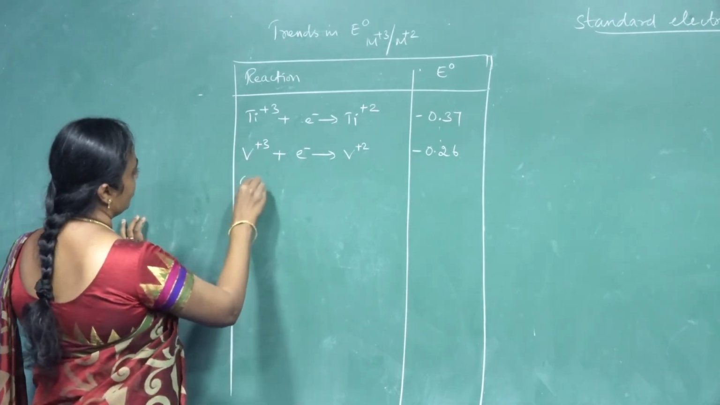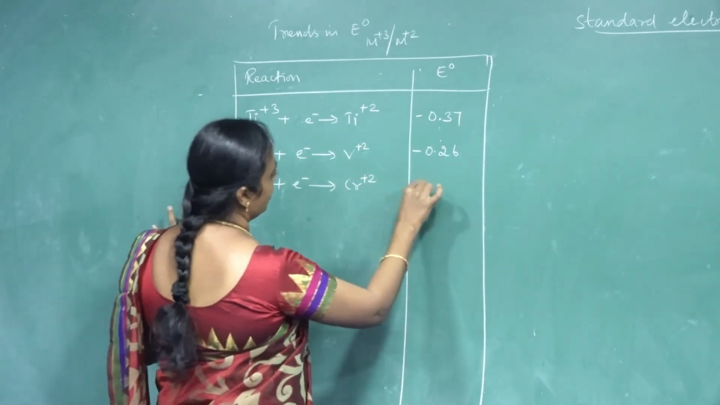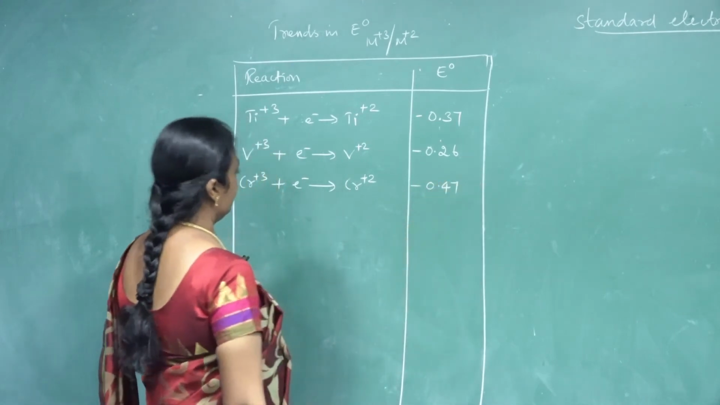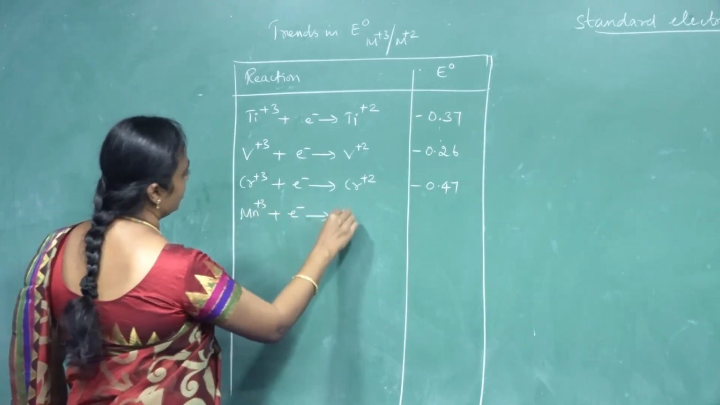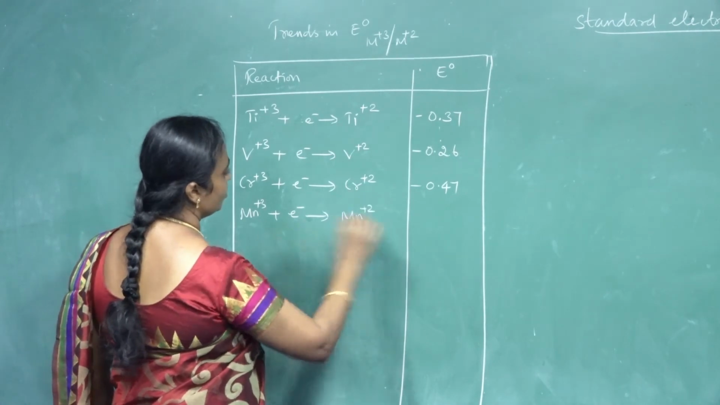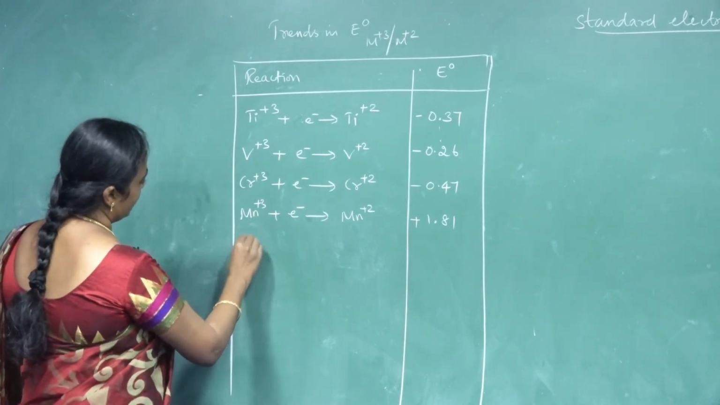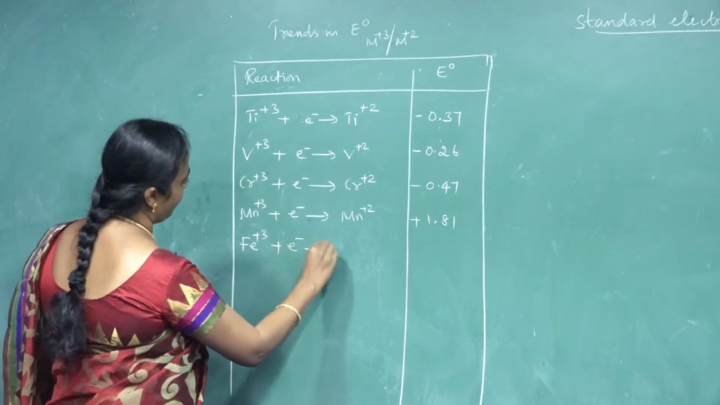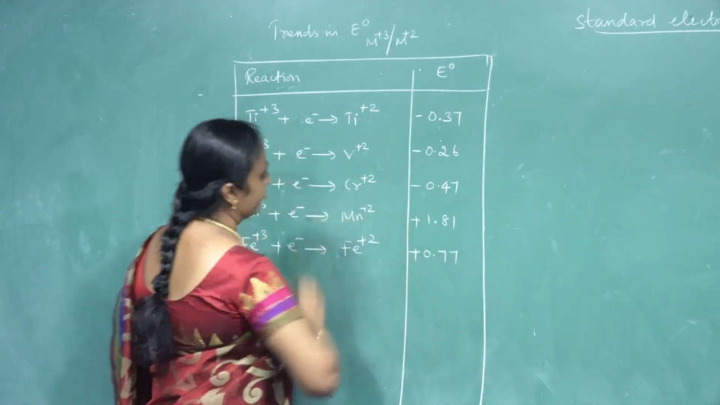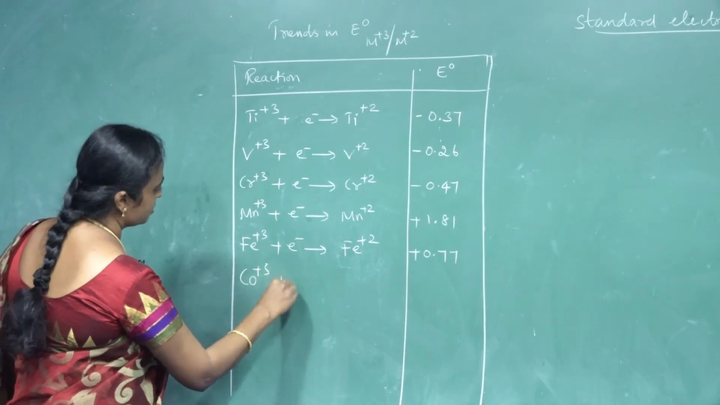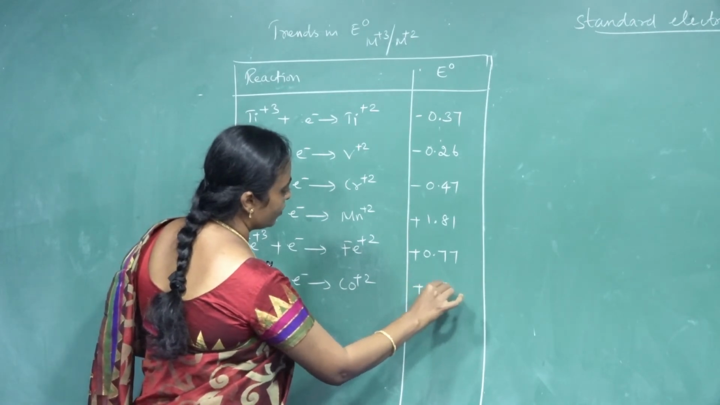And for the chromium conversion, 0.47, it is gradually increasing. And if I am taking manganese 3+ to manganese 2+, you will get a positive value, 1.81 volt. Next, if I am taking iron, you will get a positive value, 0.77 volt. If I am taking cobalt, the conversion of cobalt 3+ to cobalt 2+, you will get a positive value, 1.91.